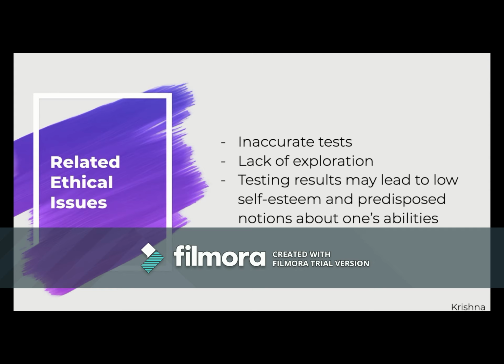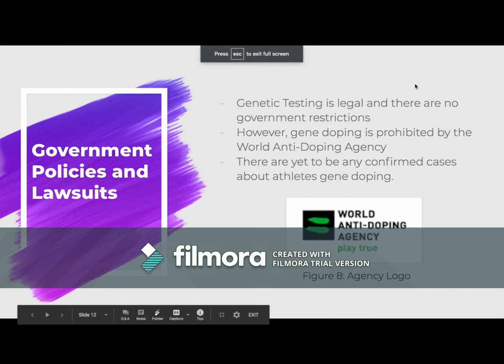So the first ethical issue is inaccurate results. This means that if the results are wrong, the athlete could take steps based on the incorrect results that could harm their body physically or mentally. Another ethical issue is a lack of exploration. This is an effect of finding out the results, meaning that once a person has found their strong points and their weaknesses, they will not try to find ways to improve on their weaknesses due to their low self esteem and self confidence. So the next topic we're going to talk about is government policies and lawsuits.